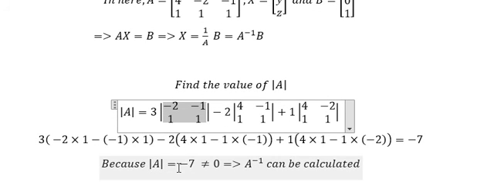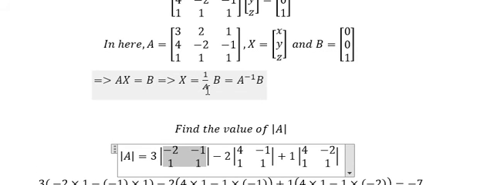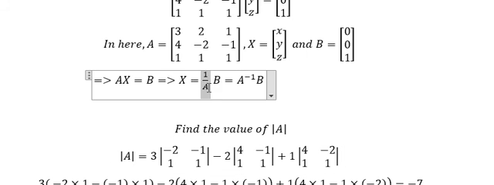So we find that -7 is not equal to 0, so A to the power of minus 1 can be calculated, because in 1 over A, A cannot be 0. If it becomes 0, the system of equations has no solution. So you need to remember this one: A cannot become 0 here.